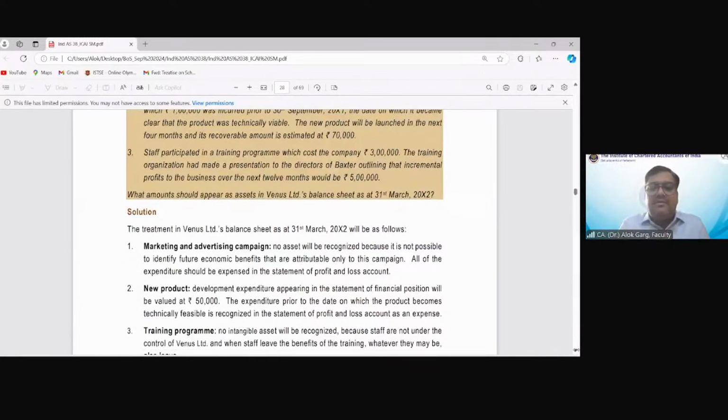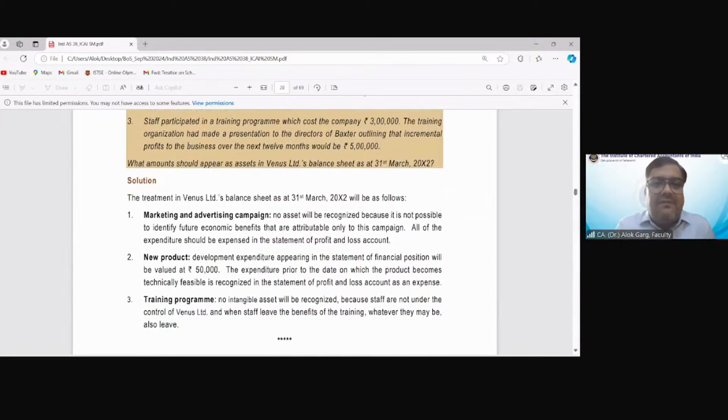Part number 3, staff participated in a training program which cost the company rupees 3 lakh. Right? Training cost 3 lakh rupees. कुछ अलार्म बज रहा है आपके माइंड में? ट्रेनिंग कॉस्ट?